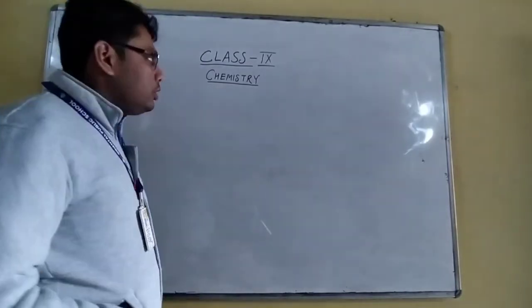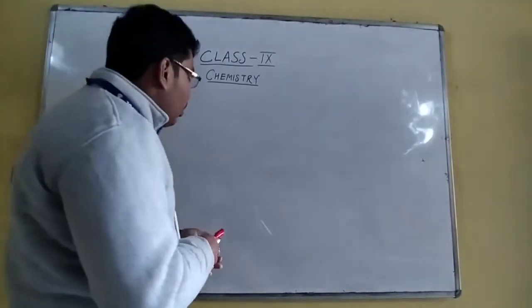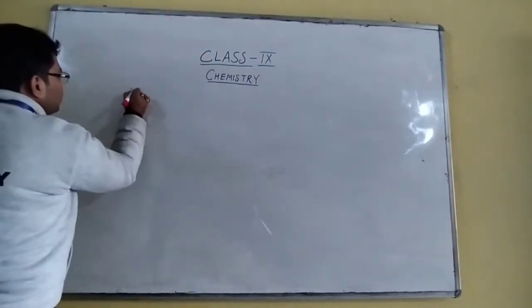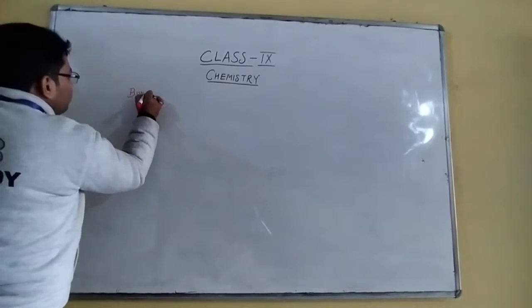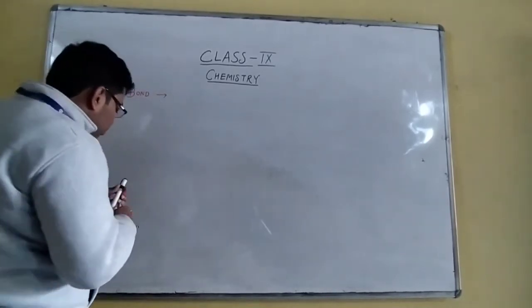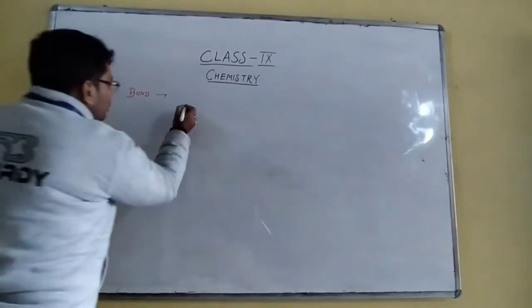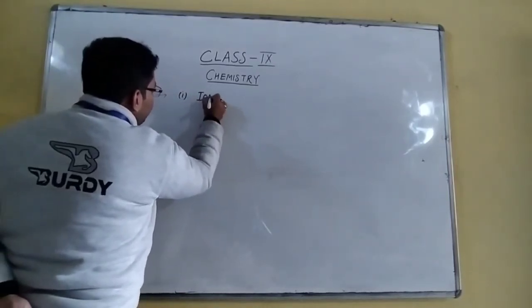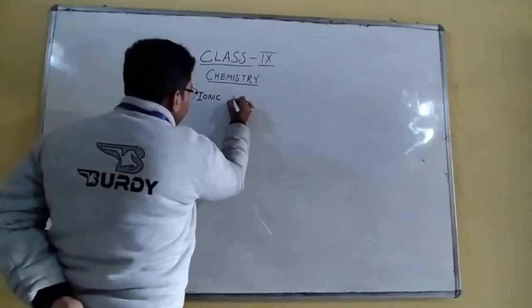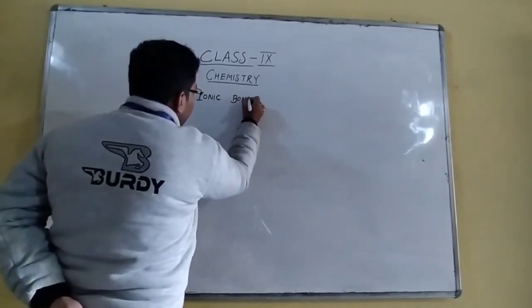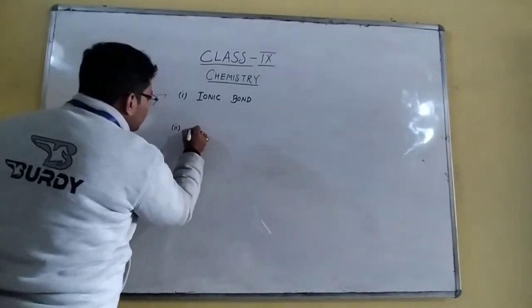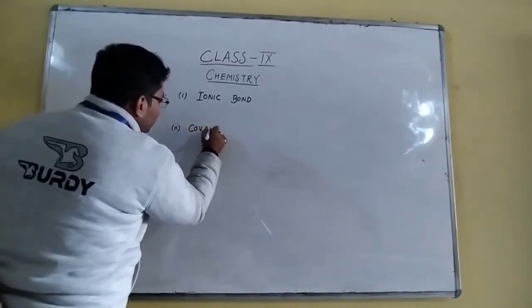Today I discuss the topic bond. So there are mainly two types of bonds. The first one is your ionic bond and the second one is covalent bond.